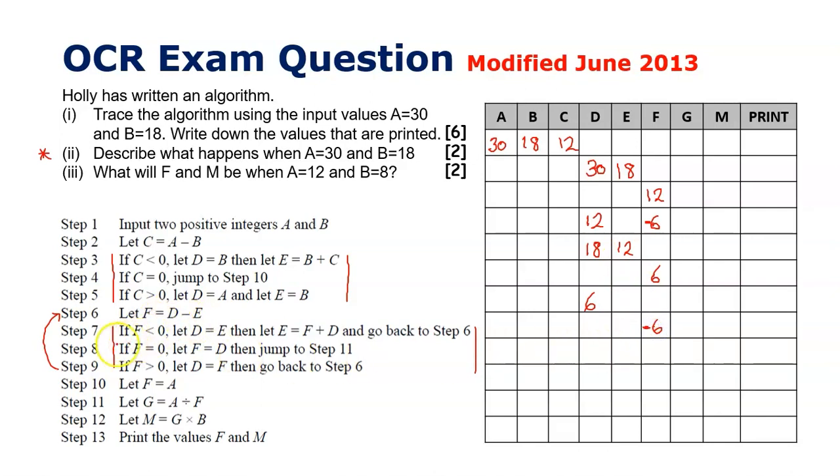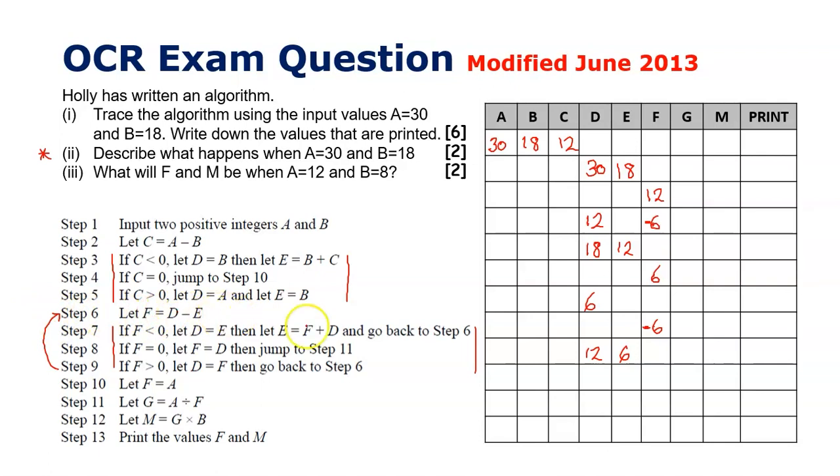Okay, it's negative, so I'm going on to step 7. F is less than 0? Yes, it is. D equals E. Then my last E was 12, so D is 12. And E equals F plus D. F, minus 6, plus 12 is 6. So that was E equals that. And go back to step 6, okay?